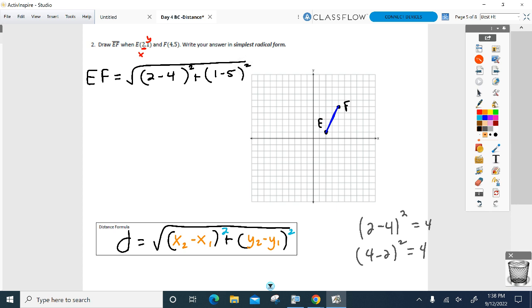There it is. You've plugged in. Now we figure out the result. I call it plug and chug. You plug in your numbers, chug away for the result. Parentheses go first, right? Order of operations. 2 minus 4, negative 2 squared. We already went over, that's 4. All right, what about the next one? 1 minus 5. Oh boy. Negative 4. Negative 4 squared. 16.